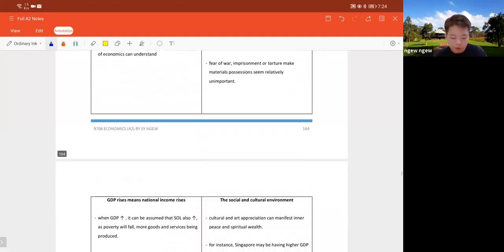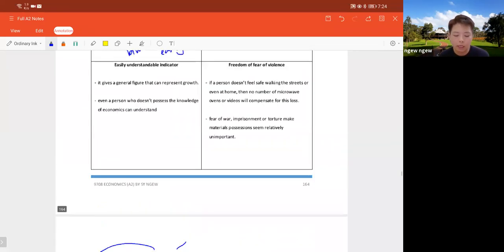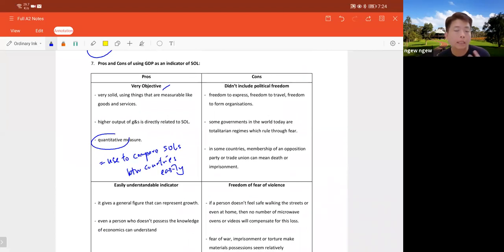GDP is also considered a very direct indicator, as in when GDP rises, meaning that income rises, people can enjoy higher income, they can buy more goods and services, leading to a higher standard of living. And GDP rising also means more goods and services are being produced in the country, so people get access to a wider range of goods and services, improving their standard of living. So that is generally the pros of using GDP as an indicator for standard of living.